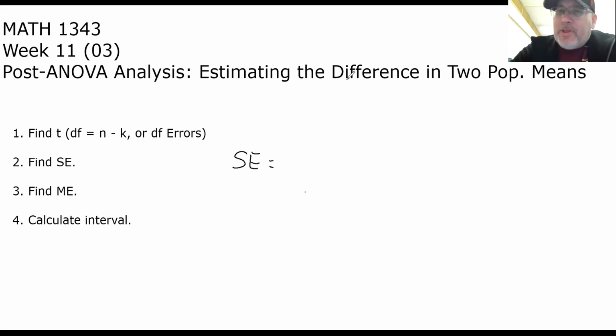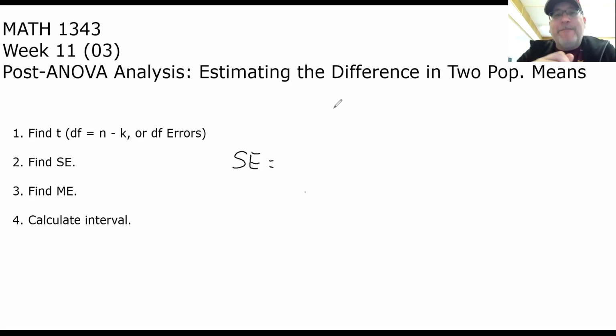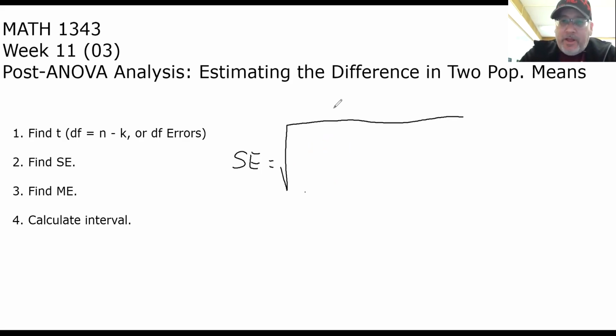The standard error formula, however, is a little bit more convoluted. It's not that much more convoluted. Recall that the formula from the previous video was the square root of MSE over the square root of n_i, whichever population sample you're looking at. But that's when we were estimating a single population mean. To estimate the difference in two population means, it's going to be a long, tall square root. And under the square root, we immediately start with MSE.